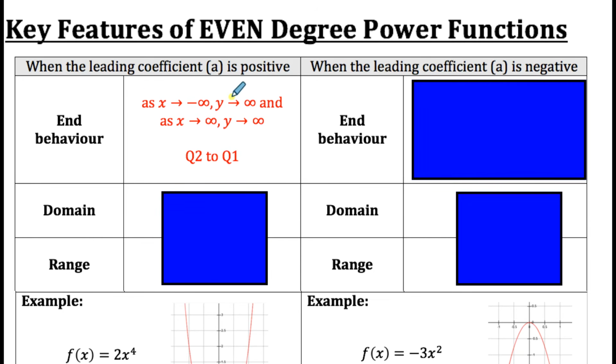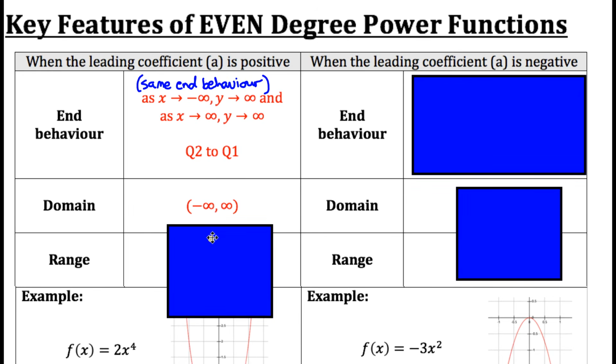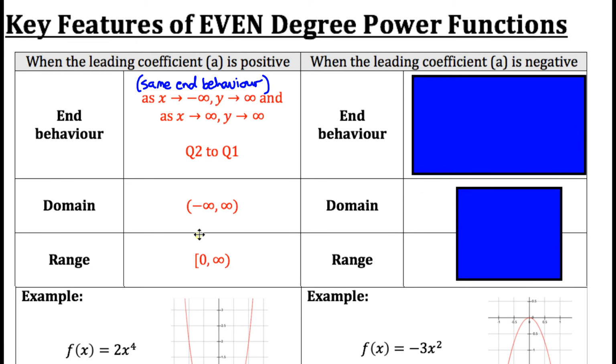That means that the y values are going in the same direction, no matter whether the x values are going to negative infinity or positive infinity. The domain is always negative infinity to infinity. Any x value in that interval will work. And the range, it's always going to be from 0 to infinity, including 0. That's why you see a square bracket at 0.